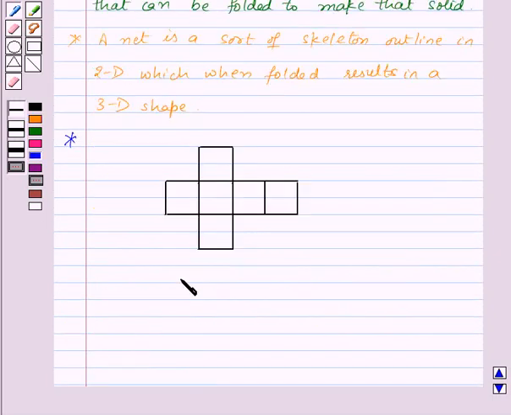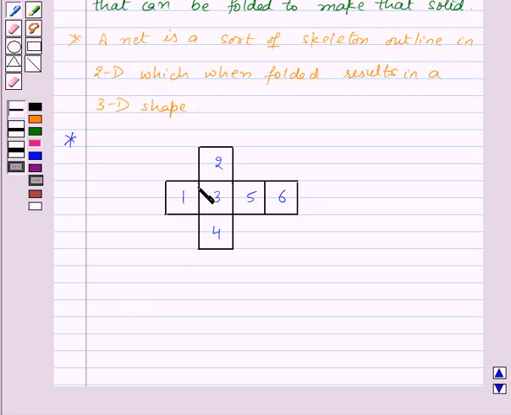To understand the concept of a net in a better way, consider this net. We will use this net to make a cube by folding it along its sides. So let's see how we do that. Now first of all, we know that a cube has six faces which are all squares. And here also in this net, we have six squares. So let us number all these squares as 1, 2, 3, 4, 5 and 6.